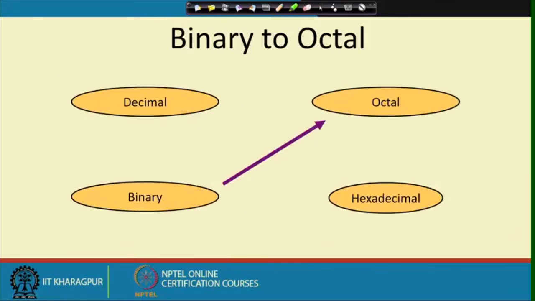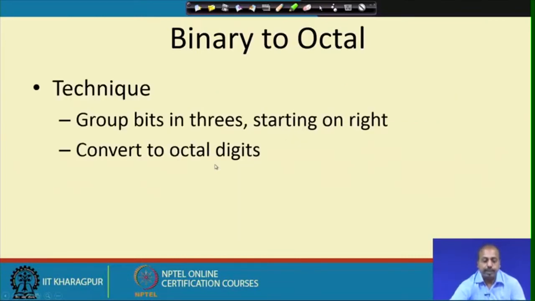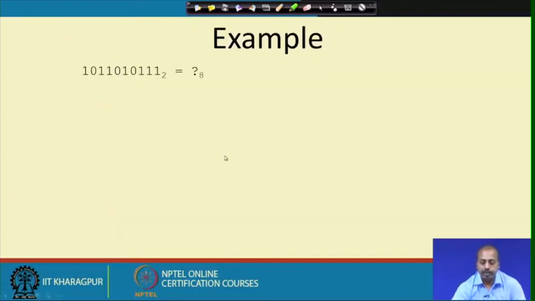Now, the other way, binary to octal. How can we do this? As I already said, one possibility is that you convert this binary number to decimal, and from decimal you go to octal. But that is two conversions in the process, which is not required. You can do it directly. You can group bits in threes starting on the right and convert to octal digits. We will explain it with an example.